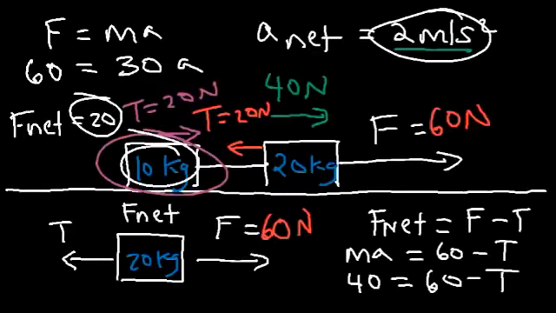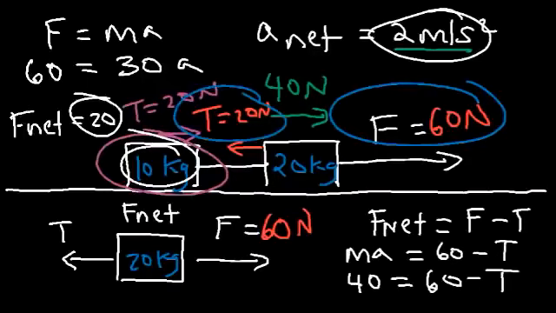So I want you to understand this. For the 20 kilogram block, it feels a force of 60 newtons that pulls it to the right, and a tension force of 20 newtons that slows it down to the left, and so you have a net force of 40 newtons that propels it to the right.